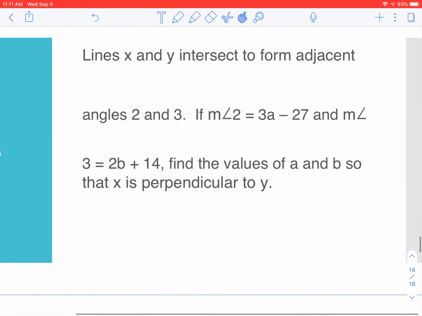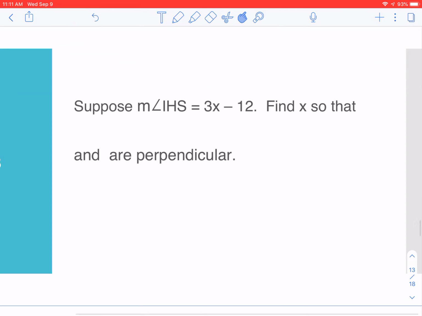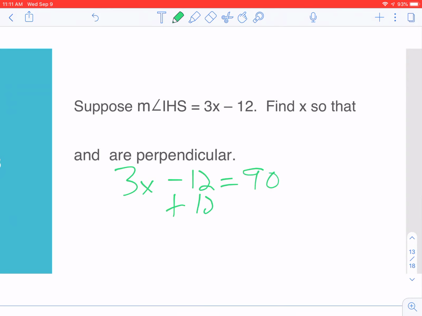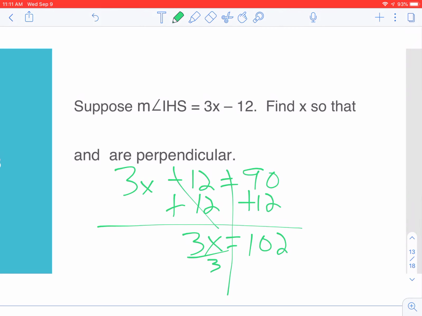All right, scanning through here. We've got a long section here. Okay, find x so that the angles are perpendicular. All we're doing here is setting it equal to 90. Solve algebra, plus 12, plus 12. 3x, let's cancel. Equals 102, divide by 3, x equals 34. So anything with perpendicular is going to be 90.